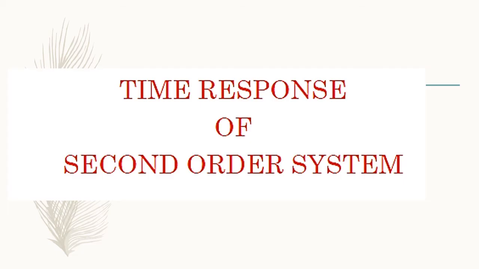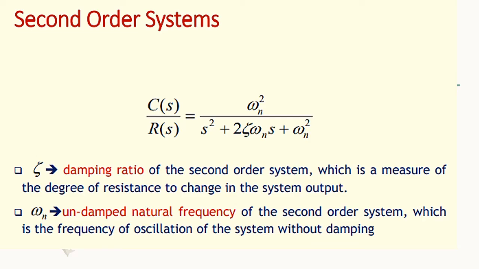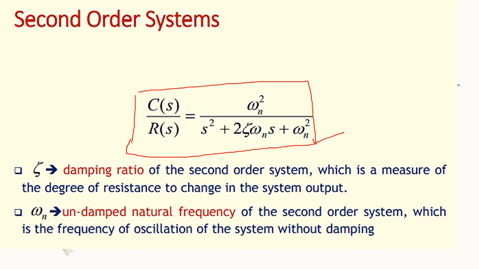Now the time response of second order system. Now analysis of second order system. So in the slide we have the second order system standard equation, that is C of s divided by R of s, output by input, equal to omega n square divided by s square plus 2 zeta omega n s plus omega n square.